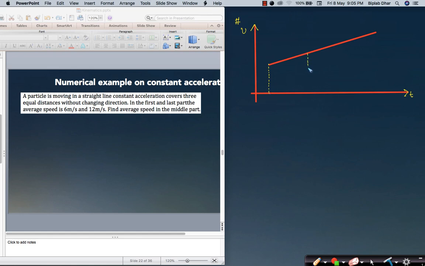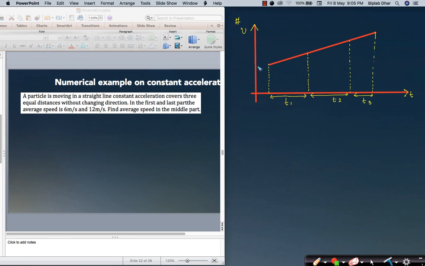So we are observing its motion from this time here only. This is the first 1/3 of the distance, the second 1/3 of the distance, and this is the third 1/3 of the distance. Let us assume this time interval is T1, this time interval is T2, and this time interval is T3. It is mentioned that all these 3 distances are the same. How do I find distance? It is nothing but the area under the graph.